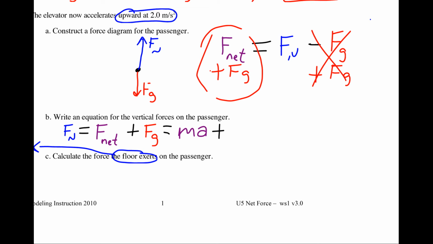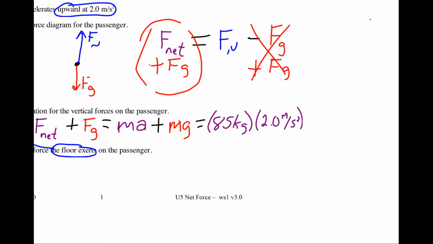Then we plug in the numbers for the equation. For m a, m is 85 kilograms. A was 2 meters per second squared. And then we're going to add that to the gravitational force. The gravitational force is mass, which is, again, 85 kilograms, times gravity, which is 10 meters per second squared.